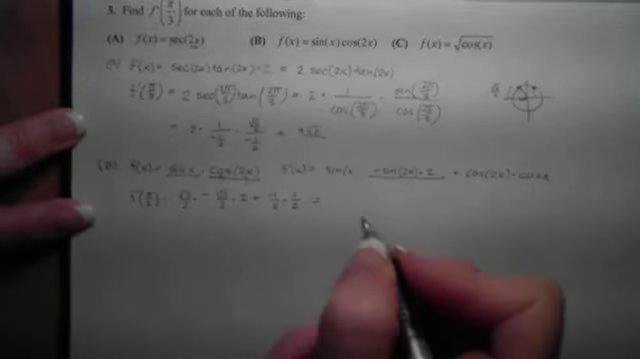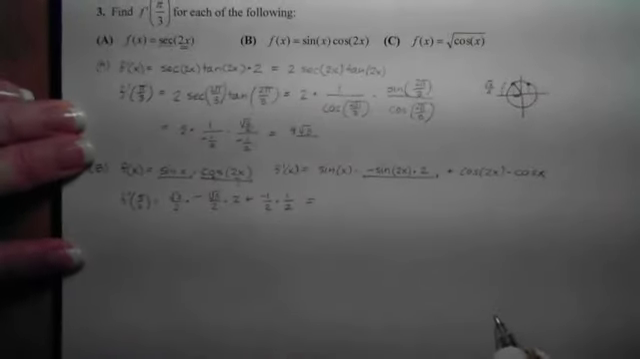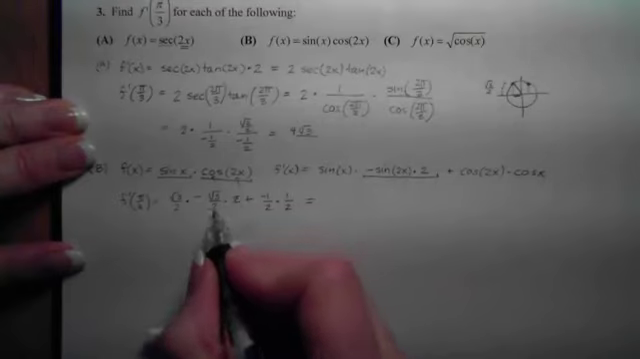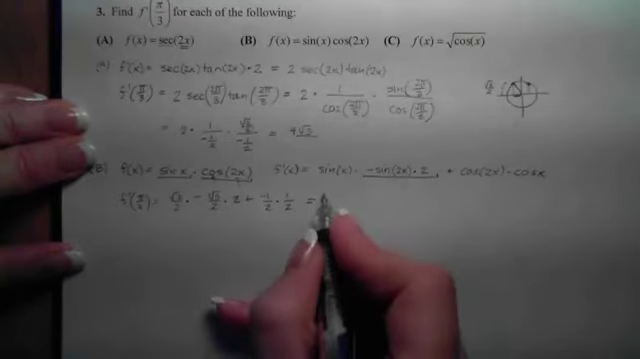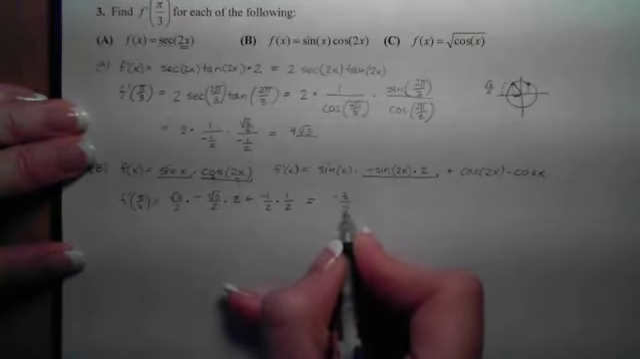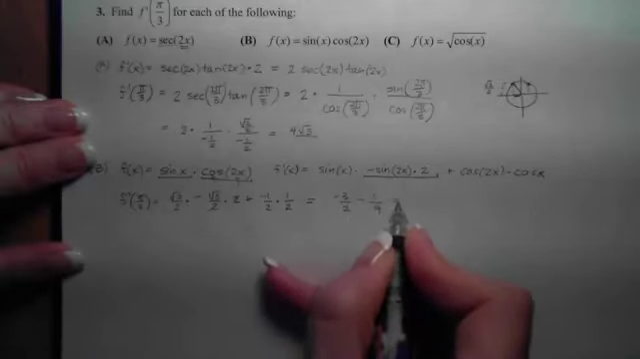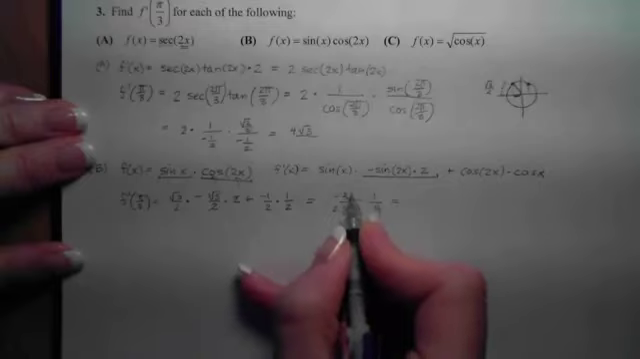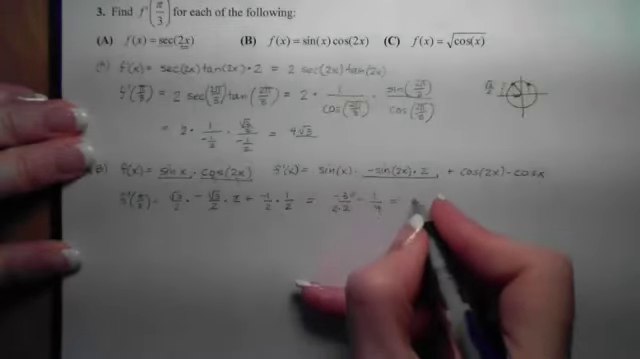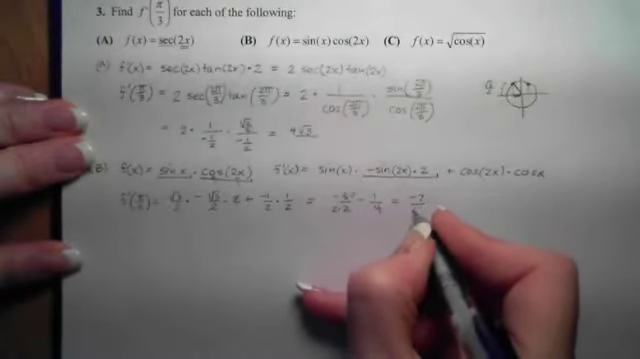So if I put this all together, I end up with, it looks like a 2 will cancel, the 3's will multiply, I'll get a negative 3 over 2 minus a 1 over 4. So I'll get a common denominator. I have a negative 6 minus 1, that's a negative 7 over 4.